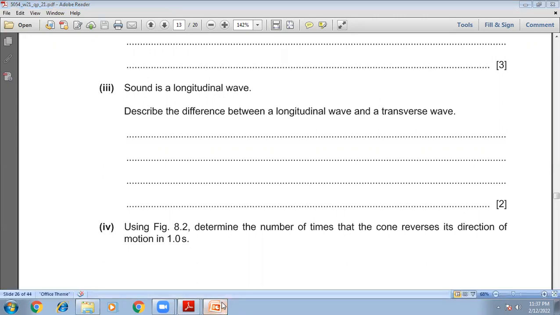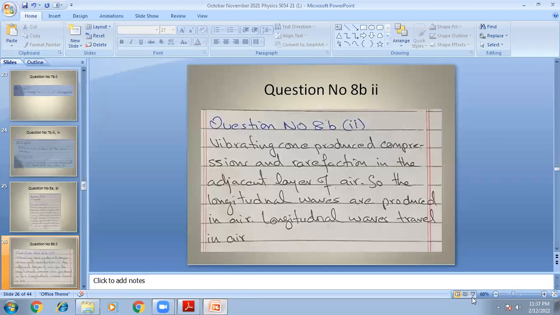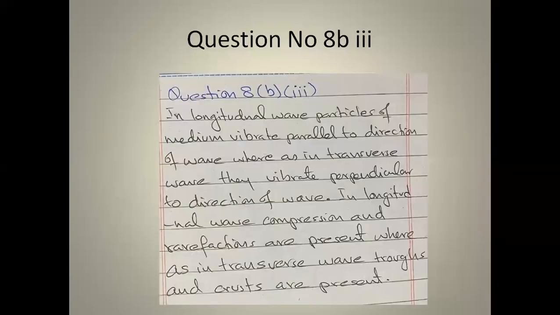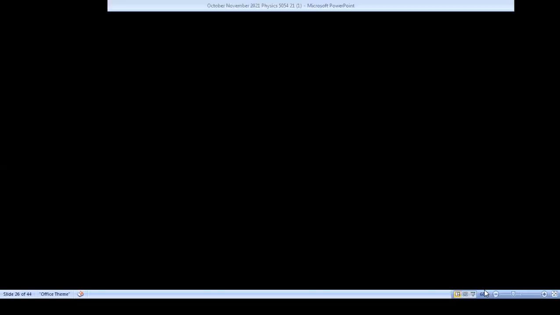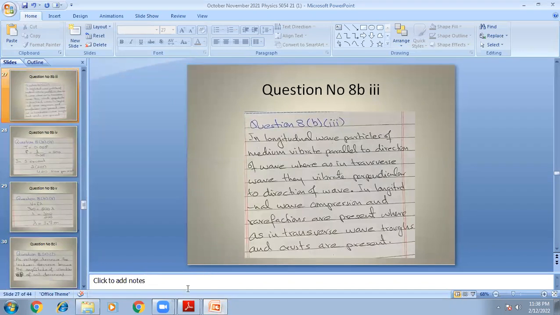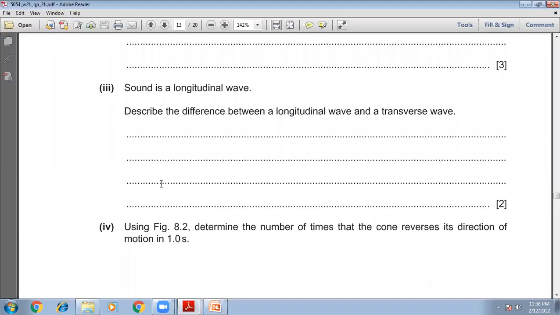Let me show you my written answer. Okay, so here we go. In a longitudinal wave, particles of the medium vibrate parallel to the direction of the wave, whereas in the transverse wave, they vibrate perpendicular to the direction of the wave. In a longitudinal wave, compressions and rarefactions are present, whereas in the transverse wave, troughs and crests are present. Okay, so let's go to the next part.